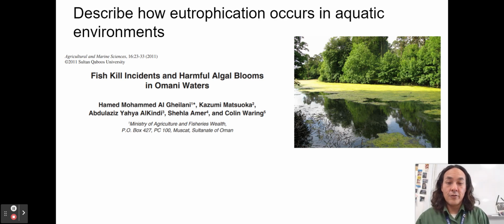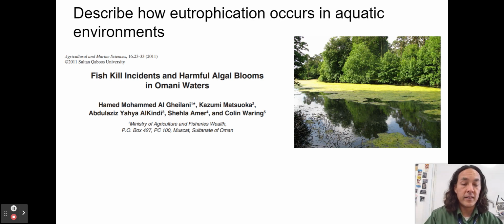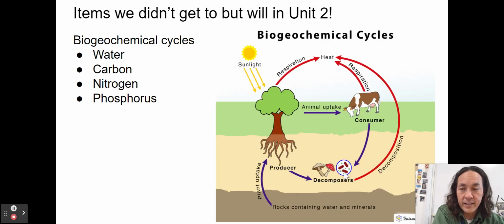Can you describe how eutrophication occurs in aquatic environments? You should go back to the eutrophication slide. But basically, nitrogen and phosphorus are input into the system. Those are components of DNA. Then the algae is able to reproduce quickly. As the algae dies, bacteria eat it up, and those bacteria use up all the oxygen in the water, and it leads to really oxygen-poor, or hypoxic, water, and it can lead to fish death.